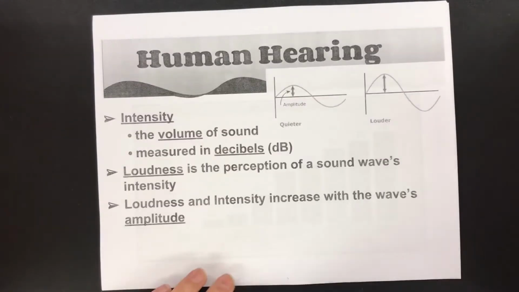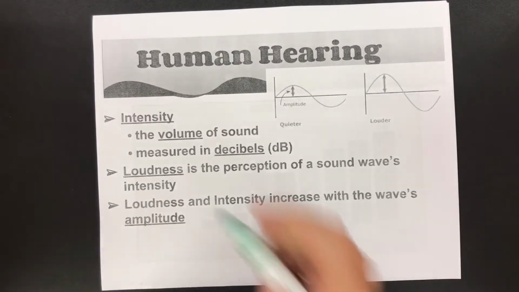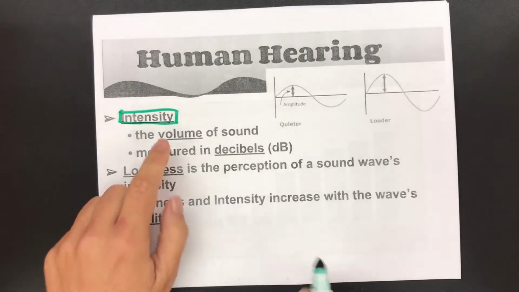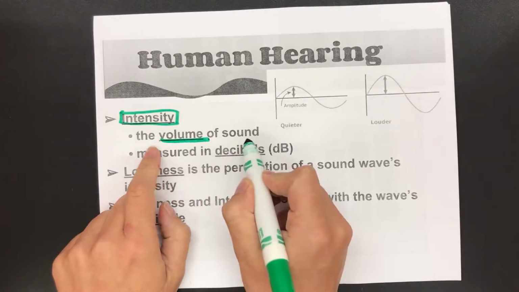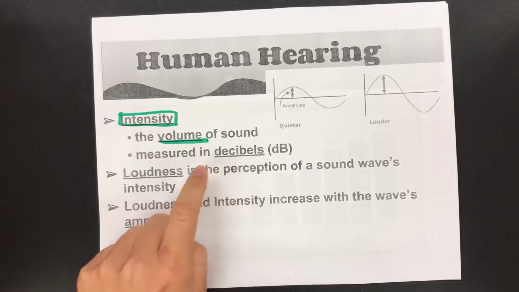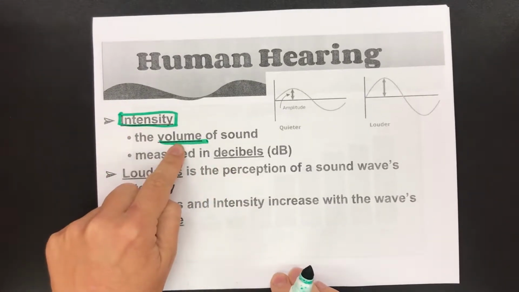Next, we need to talk about intensity and loudness. Intensity is the volume of sound. It's measured in decibels. We're not doing any math with this here, okay? So intensity is the volume of sound.